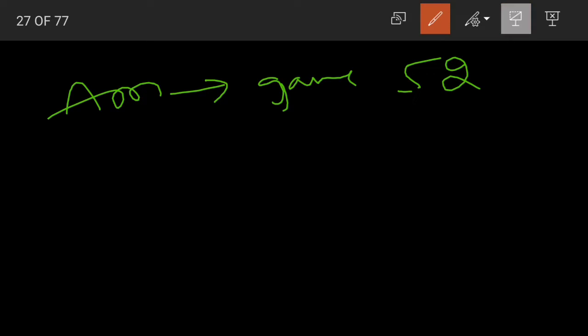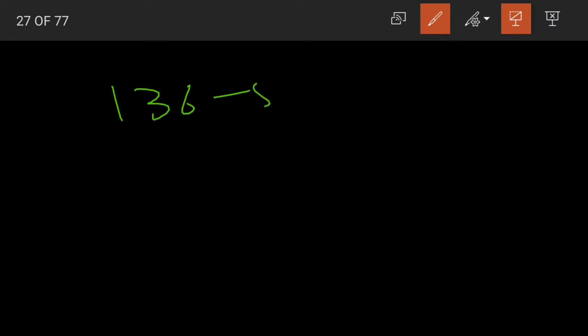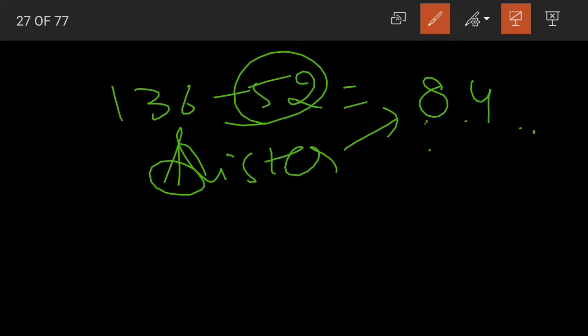Okay, first Amala gave 52. So the number of stamps now Amala has becomes what? What is this? 136 minus 52. Yes, children. That is equal to how much? 84. Okay. Now, her sister also has the same number of stamps now. But how did she get this? Because 52 were added. Now, how to find out how many she had before receiving 52?